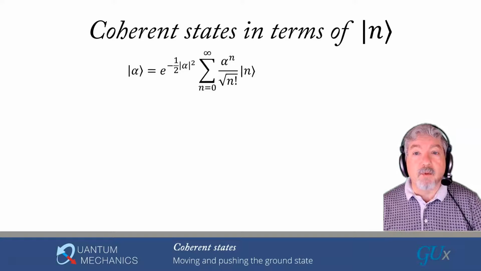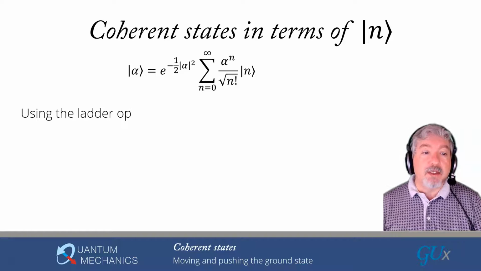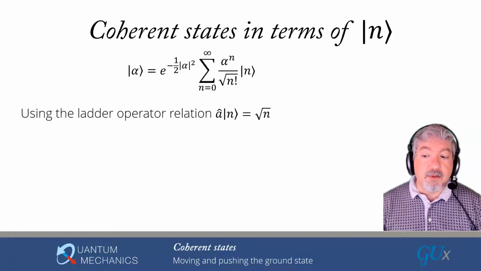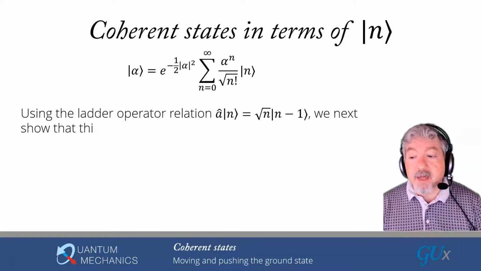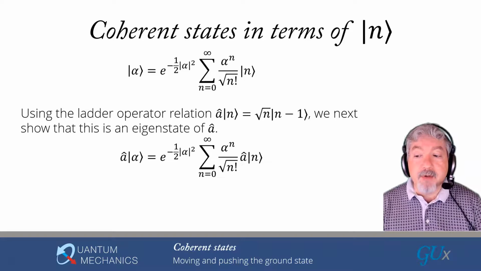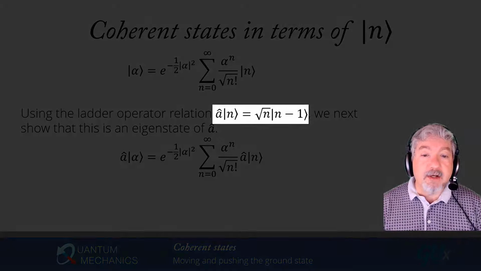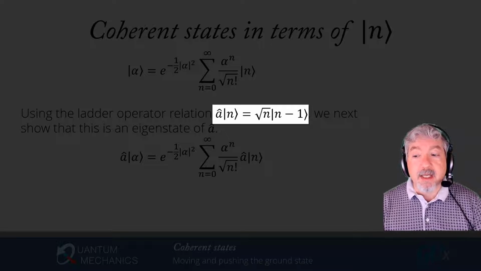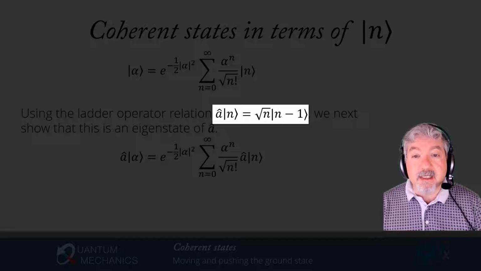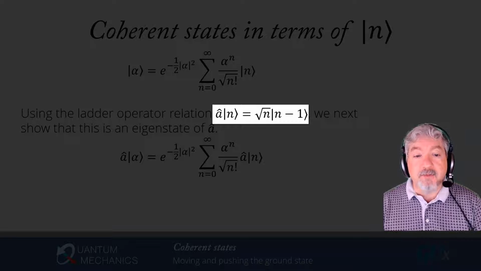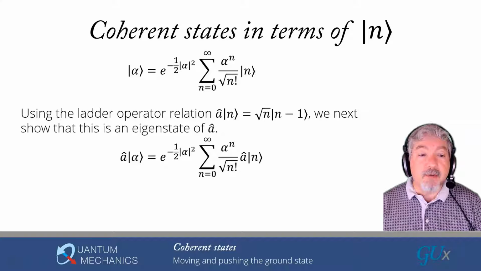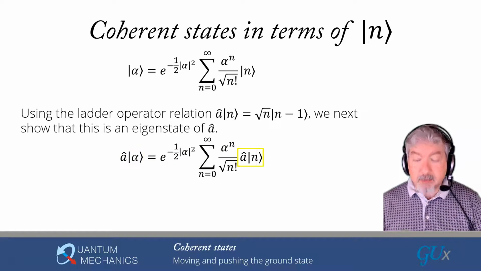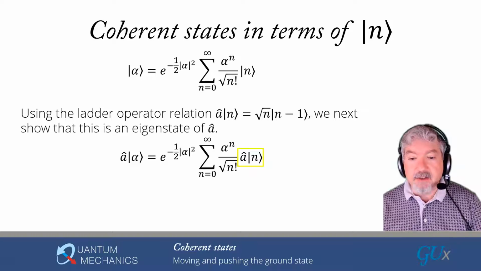For example, what we can do is use this to also verify this eigenvalue-eigenvector relation. We have to remember what happens when we operate a ladder operator onto an energy eigenstate. It gives us a square root of n times the state n minus 1. It lowers the index by 1 and it multiplies by the number square root of n. So if I look at operating the lowering operator onto this coherent state and I'm working in this energy representation, I'm going to have that a hat acting on the nth energy eigenstate.